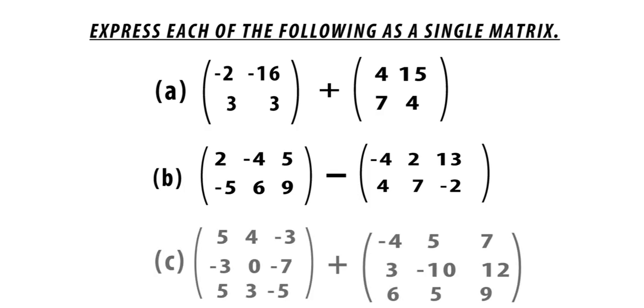C. The matrix 5, 4, negative 3, negative 3, 0, negative 7, 5, 3, negative 5, plus the matrix negative 4, 5, 7, 3, negative 10, 12, 6, 5, 9.